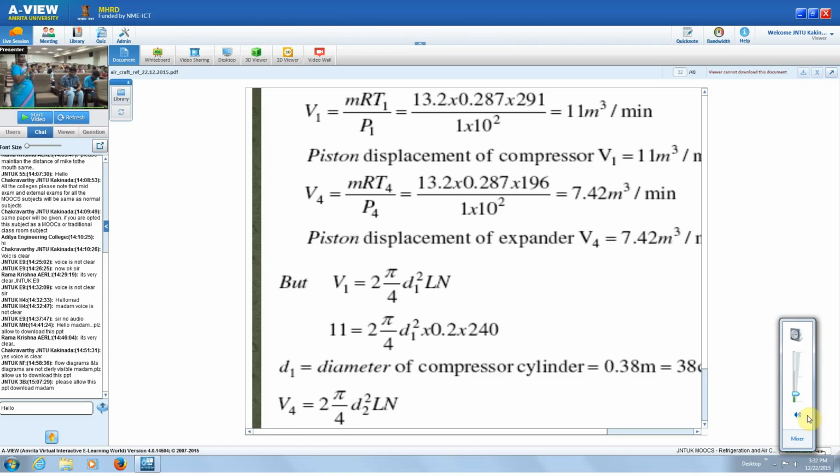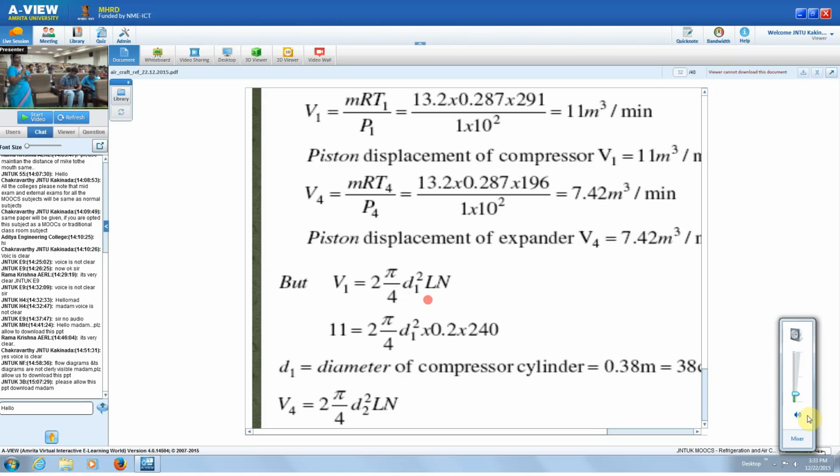Similarly, piston displacement of compressor, you will get that as 11 meter cube per minute. So V4 also you can find out, mRT4 by P4. That is 7.42 meter cube per minute. Then piston displacement of expander V4 is 7.42 meter cube per minute. So you know that this is a double acting one. So V1, that is the volume, equal to 2 into pi by 4 D square Ln.